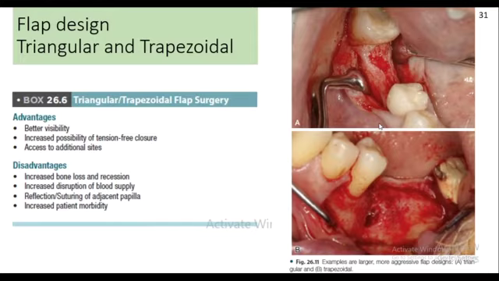The third type of flap is a triangular or trapezoidal flap, in which you give the vertical incision. If you're giving a single vertical incision, it's a triangular flap, and if you're giving two vertical incisions, it's a trapezoidal type of flap. The advantage is better visibility, and it also increases the possibility of tension-free closure, and you have access to additional areas so that you can do the bone grafting. But the disadvantage is that patient compliance should be there, the bone loss is more, and a recession might be seen.